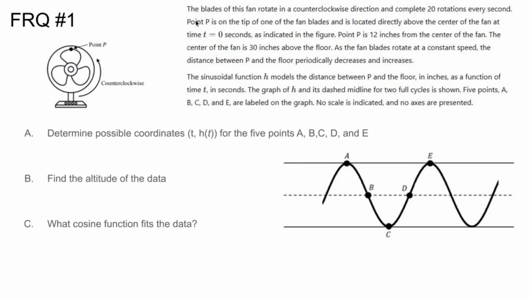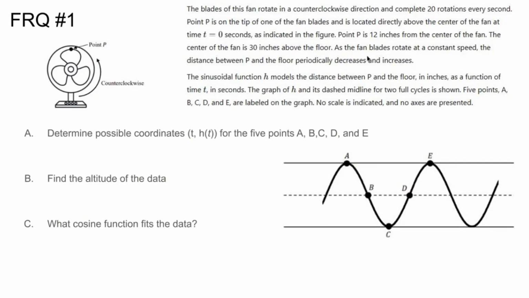The blades of this fan rotate in a counterclockwise direction and complete 20 rotations every second. Point P is at the tip of one of the fan blades and is located directly above the center of the fan at time t equals 0 seconds. Point P is 12 inches from the center of the fan. And the center of the fan is 30 inches above the floor.